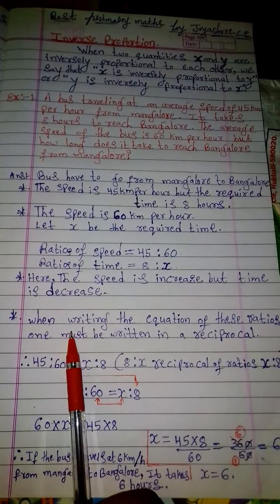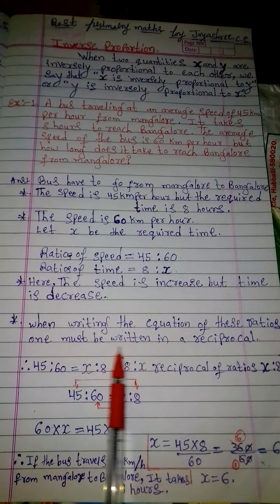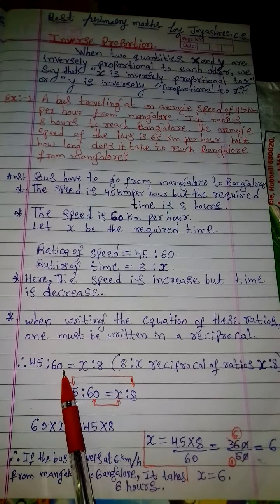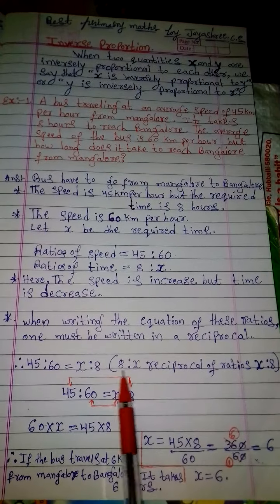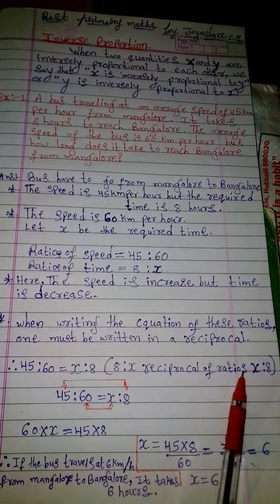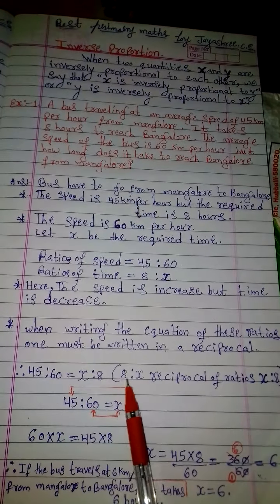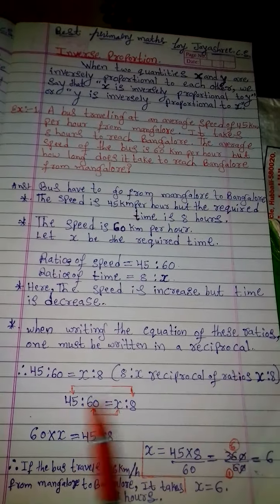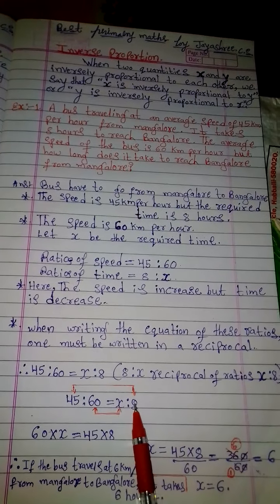In inverse proportion, when writing the equation of these ratios, one must be written as a reciprocal. Therefore, 45 is to 60 equals the reciprocal of the ratio 8 is to x, that is x is to 8. So 45 is to 60 equals x is to 8.